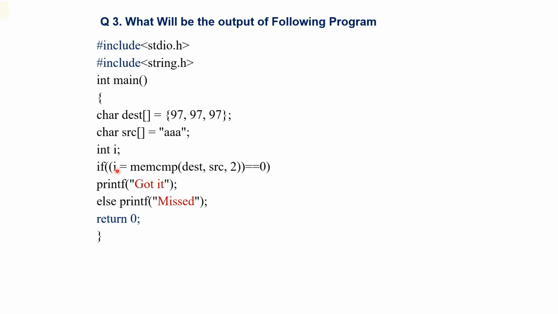After that I will be compared with 0. Now I is equal to 0, so 0 will be compared with 0. So 0 equals 0. Hence this condition will be true, and the statement after if will be executed. So this statement will be executed and it will print the output as got it. So the output for this program will be got it.